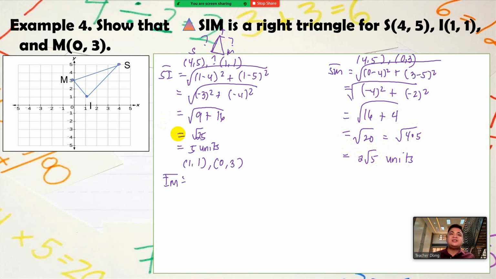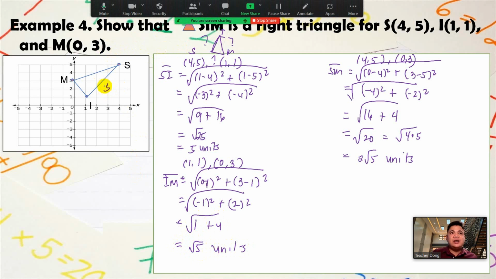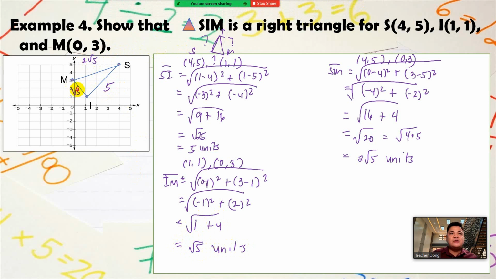Then let's solve the last one, segment IM. So for segment IM, your x sub 2 minus x sub 1 is 0 minus 1 squared plus 3 minus 1 squared. Okay, so 0 minus 1 is negative 1 squared, and then 3 minus 1 is 2 squared. Negative 1 squared is 1, and then this is 4. So the answer here is square root of 5, and you cannot simplify that anymore. So segment SI measures 5 units, segment SM measures 2 square root of 5 units, and IM measures square root of 5 units.